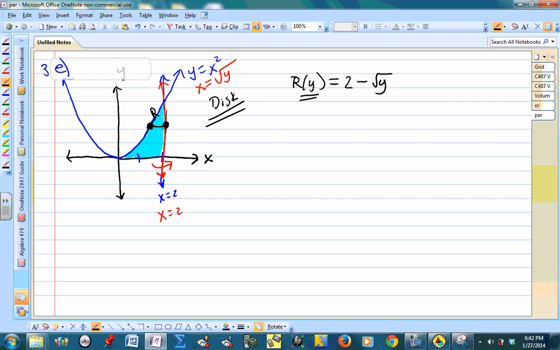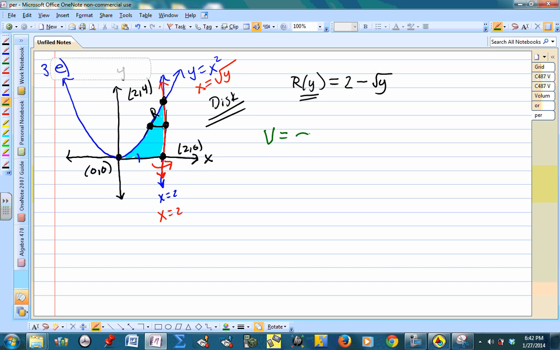Okay. Now, just a reminder, points. Down here we've got the origin at 0, 0. In this corner, we've got 2, 0. And up at this intersection point, we've got 2, 4. So we're going to set up our integral like so.